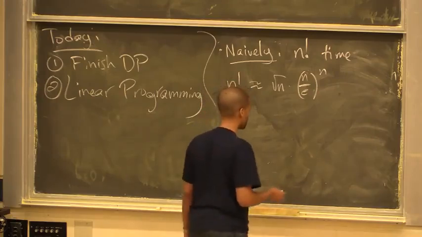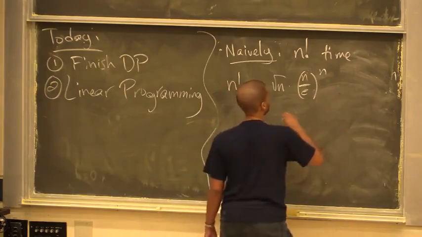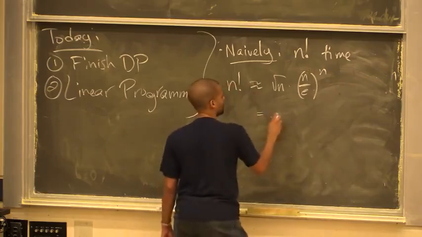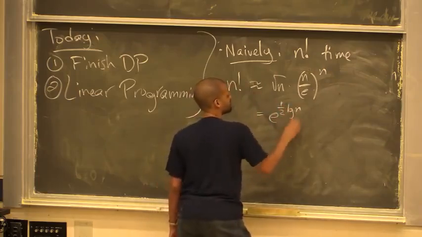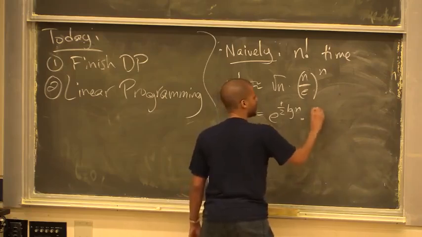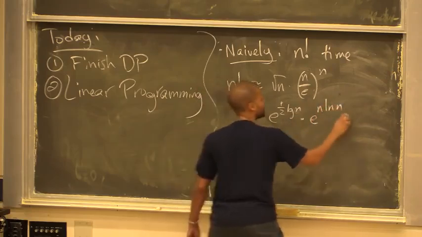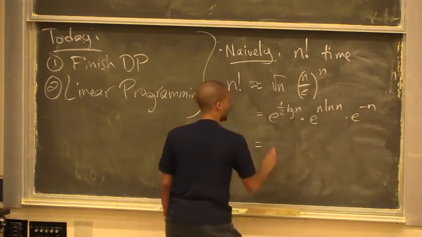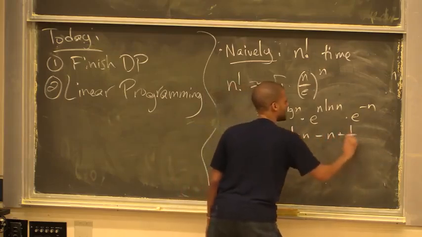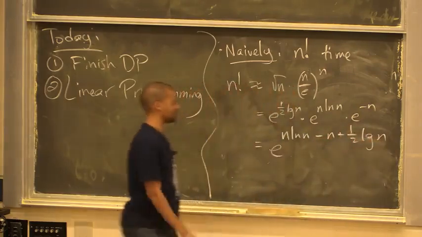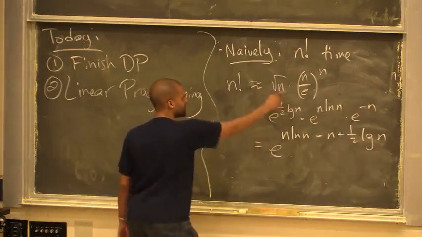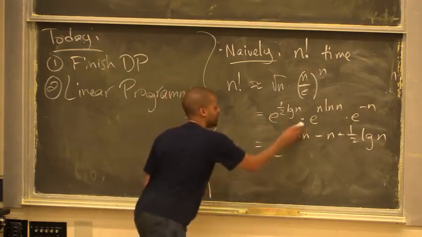So this is the same thing as e to the half log n times n to the n, which is e to the n log n, times e to the minus n, which is e to the n log n minus n plus half log n, right? Roughly. So this is approximate, but it is definitely equal to that. So this is really the dominant term.